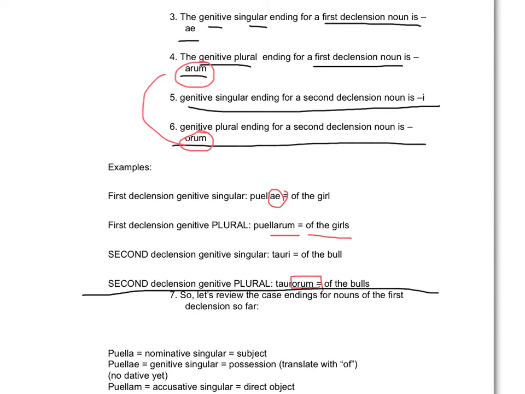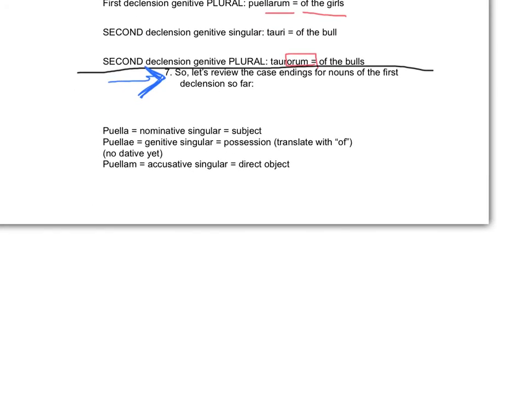But let's review now the case endings for nouns of the first and second declension. You've actually learned almost all of them in this book so far. And we definitely need to review them so that you're familiar with all of them.